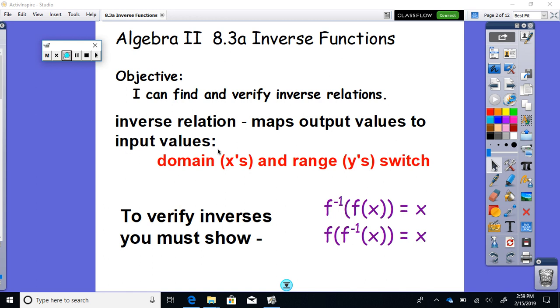Okay, this lesson goes with 8.3a inverse functions. Notes for Algebra 2.